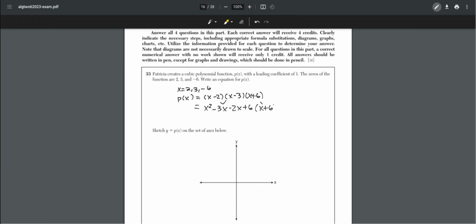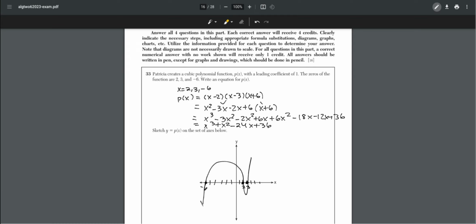X squared minus 3x minus 2x plus 6 times x plus 6. We multiply that again and get x cubed plus x squared minus 24x plus 36. We plot these zeros onto the x-axis and connect. It can just be very general, and this will be the general shape of it.